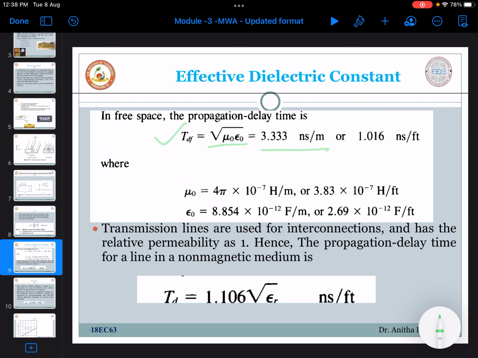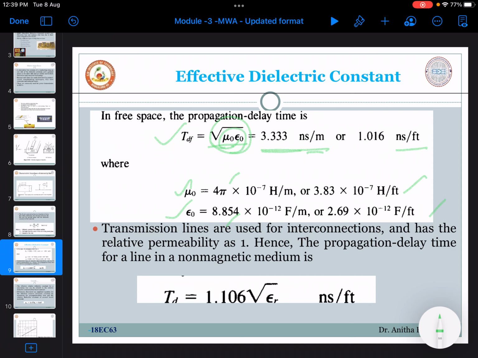We can usually represent it as 3.33 nanoseconds per meter, meaning if an electromagnetic wave has to travel in free space, then it takes about 3.33 nanoseconds to travel a distance of 1 meter. So mu naught and epsilon naught indicate the permeability and permittivity of free space. You can substitute these two values and evaluate, and you will get this value. Then you can express it either per meter or per feet. If it is per feet, use this to substitute and evaluate.